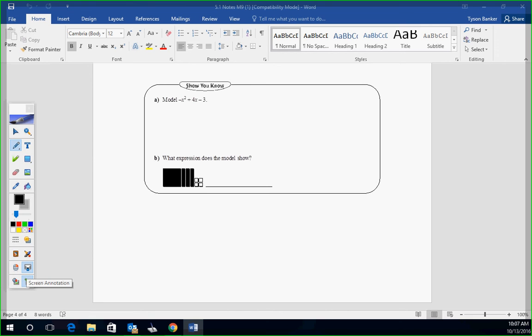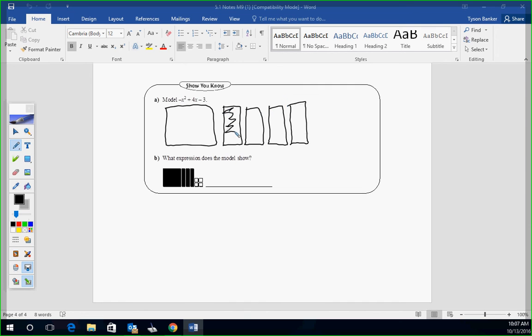Okay, so model these ones. White box. 4 dark bars. Okay, and then 3 white. Okay, and the last piece, we're writing this expression. So I have an x squared, 1, 2, 3 x's, 4 negative 1s. X squared plus 3x minus 4. Okay, just reading the tiles. Okay, and that's it for lesson 5.1.